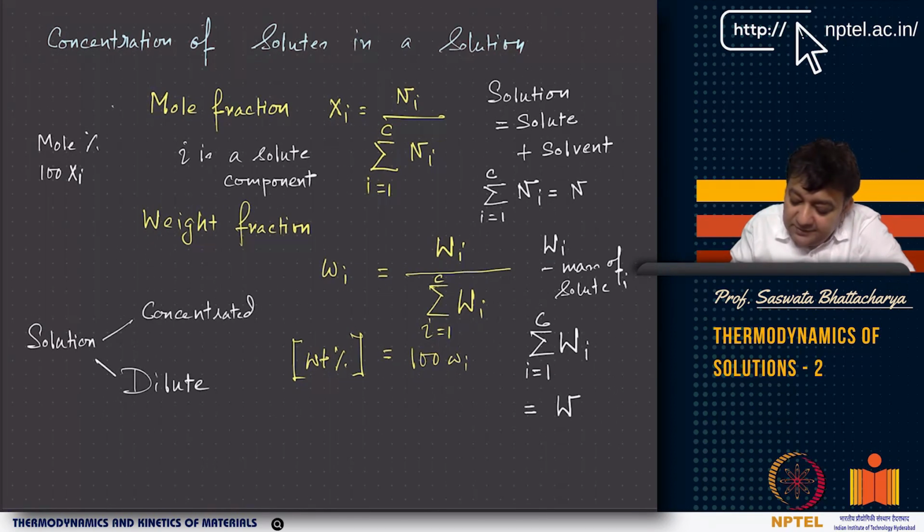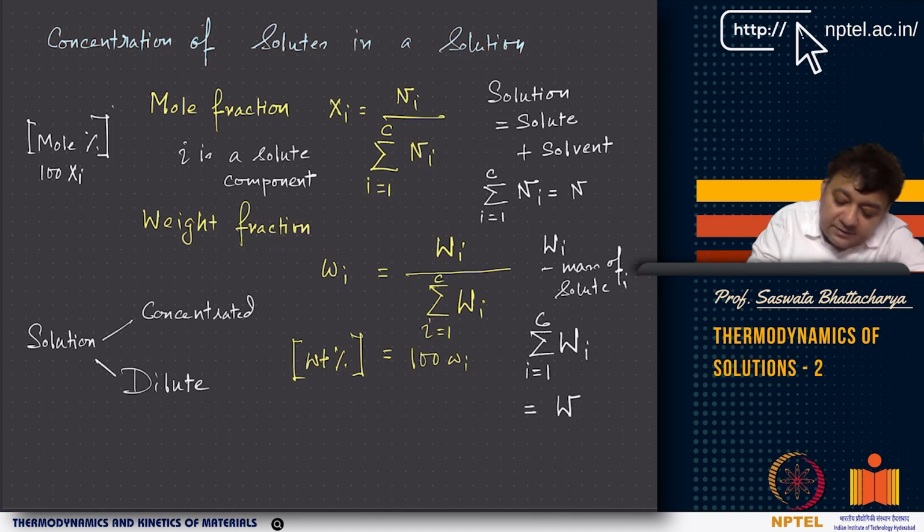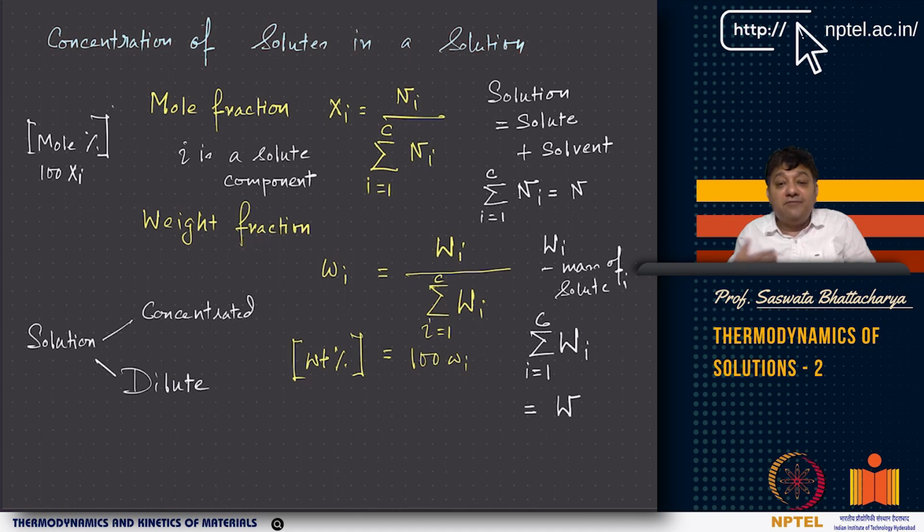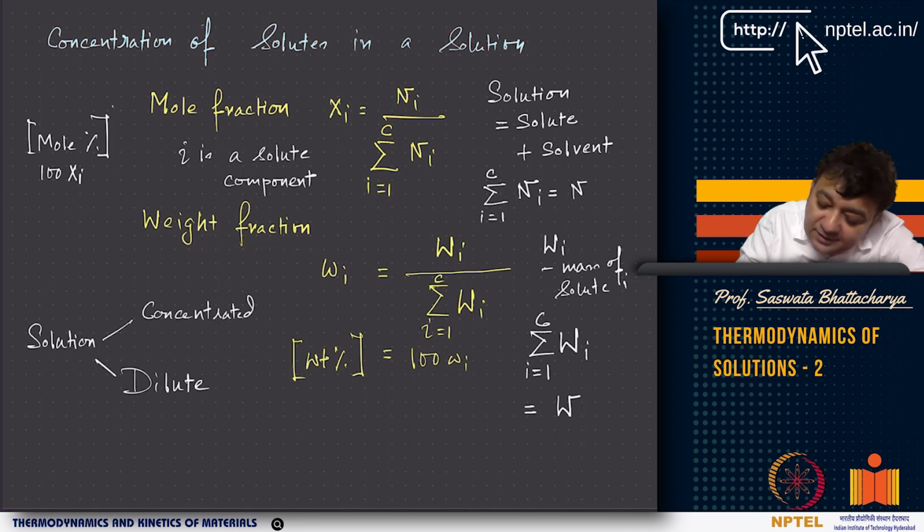Similarly, 100 Wi will give you the weight percent. So you can have mole percent, or atomic percent. We often say that these are this mole percent of some solute A and some mole percent of solute B. Mole percent is nothing but 100 times mole fraction. Similarly, weight percent is nothing but 100 times weight fraction.